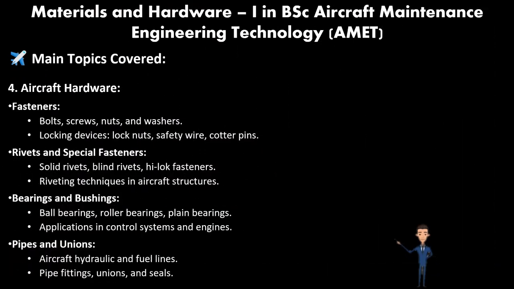4. Aircraft hardware. Fasteners: bolts, screws, nuts, and washers. Locking devices: lock nuts, safety wire, cotter pins. Rivets and special fasteners: solid rivets, blind rivets, high-lock fasteners. Riveting techniques in aircraft structures.